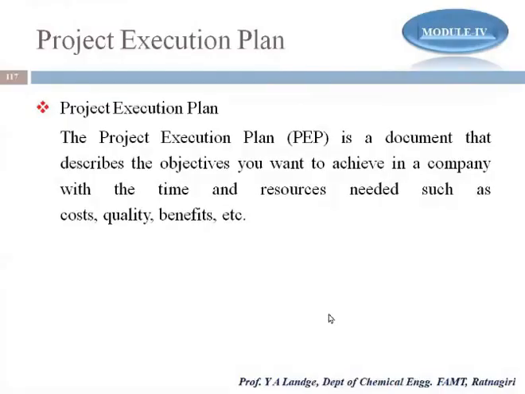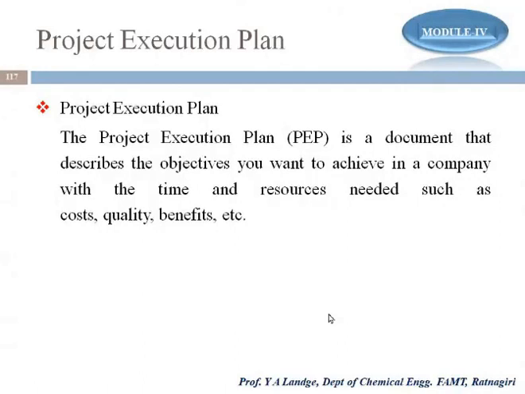So let's see first about the project execution plan. What is my project execution plan and the other parts of it? The project execution plan, which we call the PEP, is a document that describes the objective you want to achieve in a company with the time and resources needed, such as the cost, quality, benefits, and others. What is a project execution plan?